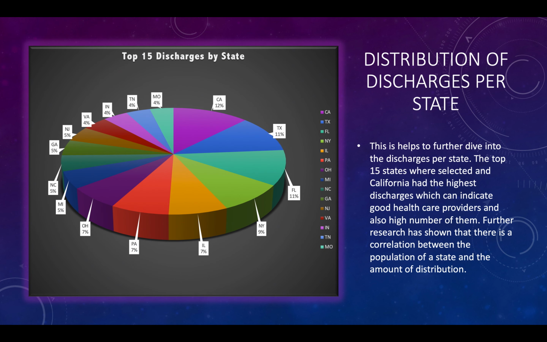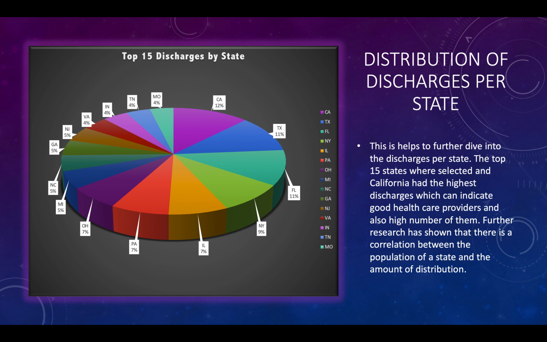And then also I was very interested in seeing the top 15 discharges by state. So I wanted to know which states had the most discharges. And then again, we could see that California was topping the charts. And this is no surprise because, like I said earlier, California is the most populated state in the United States. So yes, obviously they will have more discharges within that state.